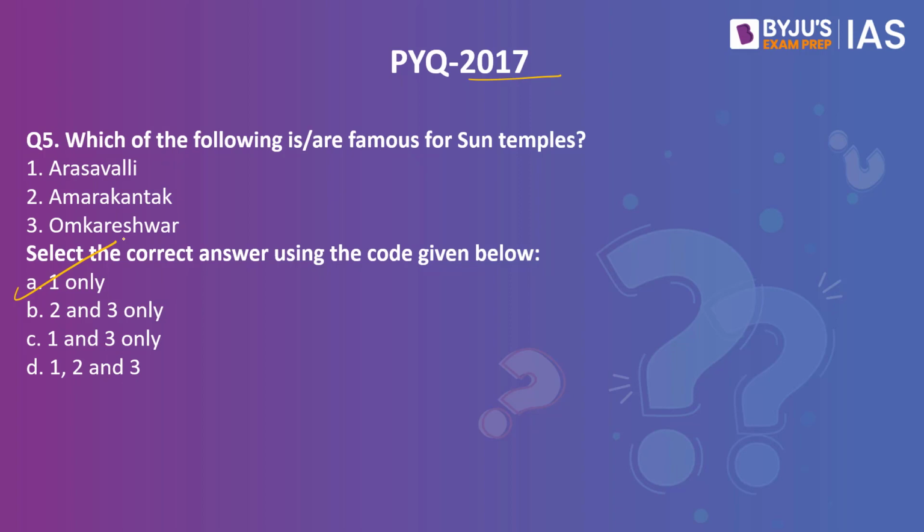Why? Arasavalli in Andhra Pradesh has one of the prominent sun temples or Surya Narayan temple. So we know this is famous for sun temples, while Omkareshwar temple is dedicated to Lord Shiva, and the temple at Amarkantak is dedicated to Goddess Narmada and Lord Shiva. So these two are not sun temples. Therefore, the right answer is option A.